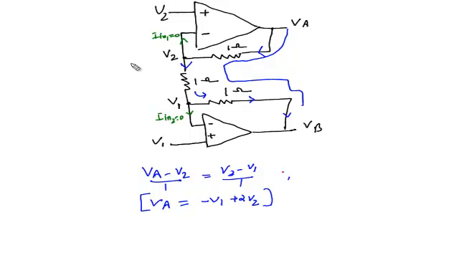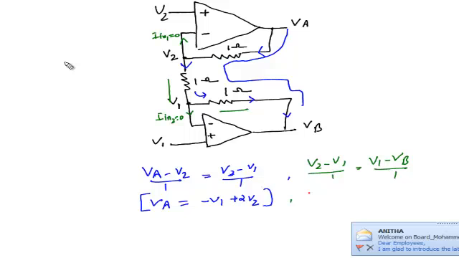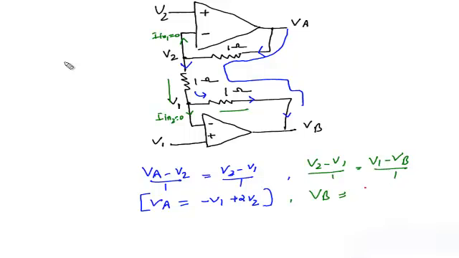Similarly, I can write the equation for the current from V2 to V1 and from V1 to VB. V2 minus V1 by 1, because the current flowing from V2 to V1 is the same as the current flowing from V1 to VB, since the current inside op amp 2 is 0. So V2 minus V1 by 1 equals V1 minus VB by 1. I can reframe this equation as VB equals minus twice V1 plus V2.